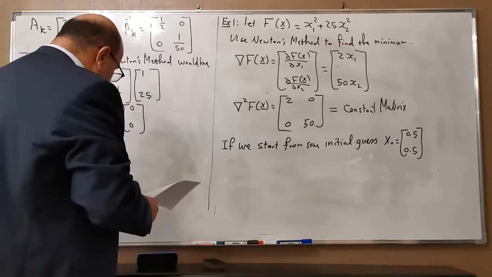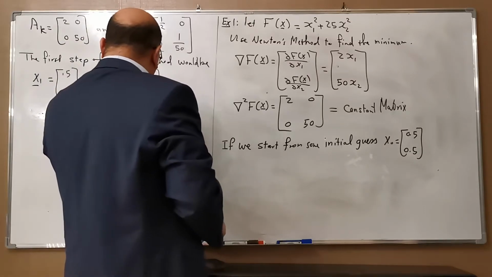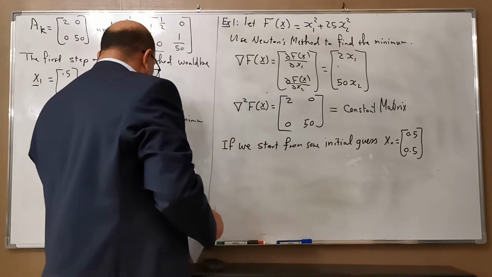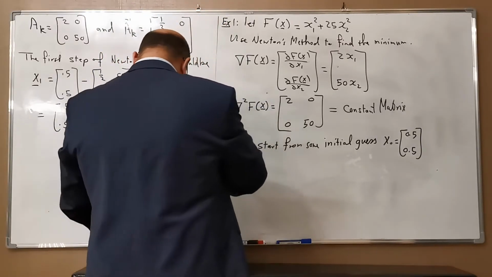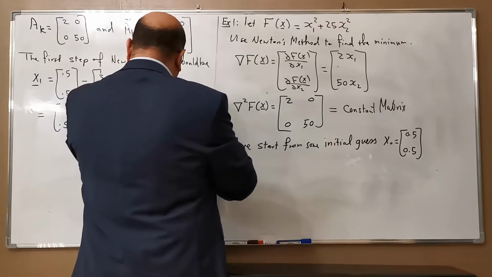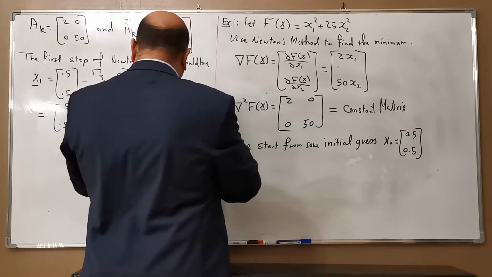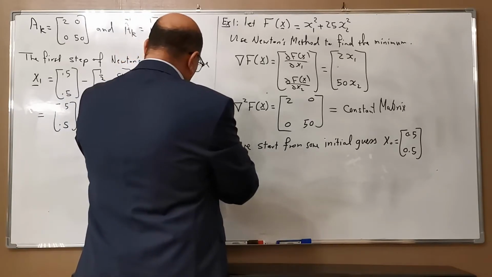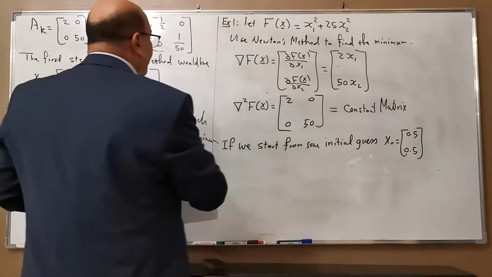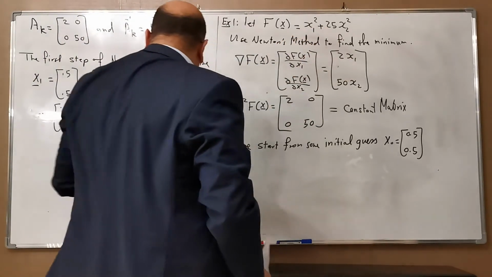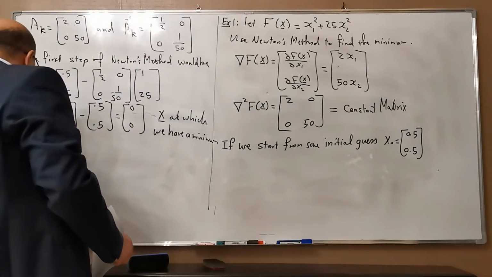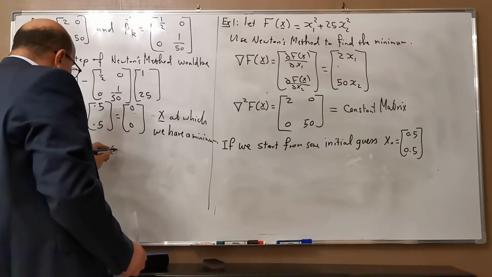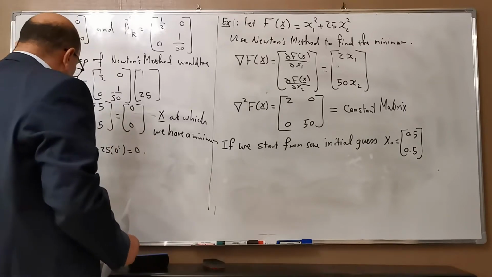And actually, this is the minimum. Or, sorry, not the minimum, it's the x at which we have a minimum. Okay? If you apply 0 and 0, you have f of 0 and 0 equal to 0 squared plus 25 times 0 squared, which equals 0.